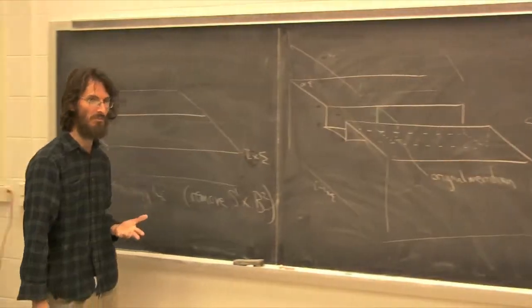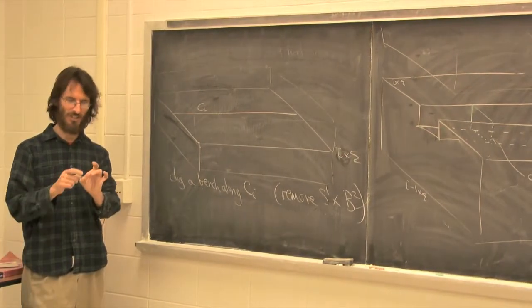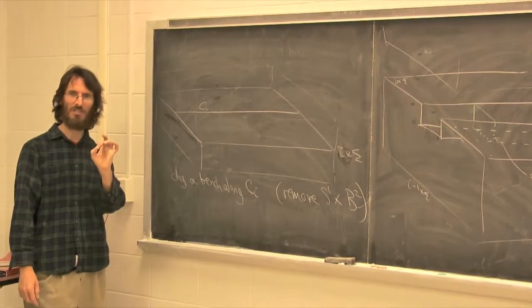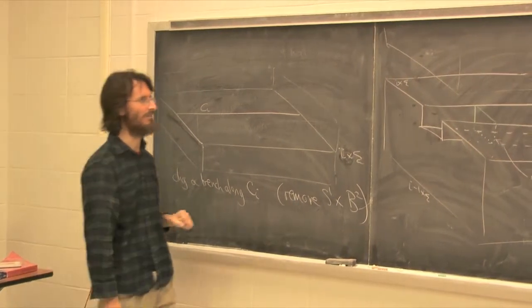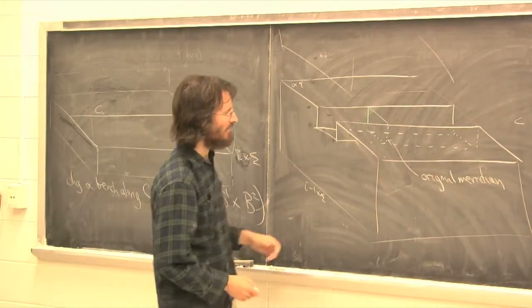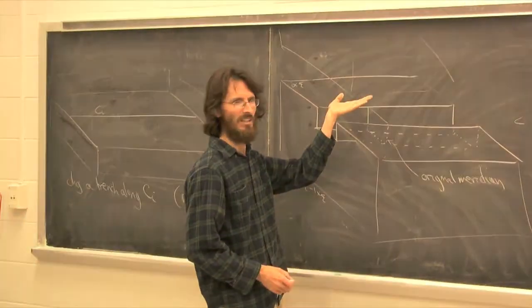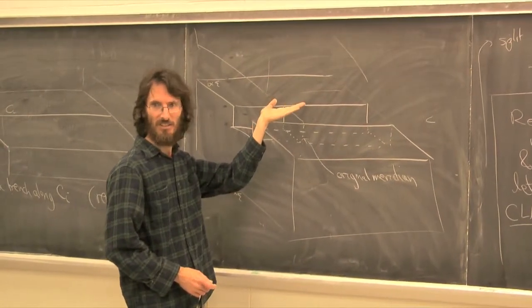That's what bounded the disk before we removed this thing. Remember, meridian is the simple closed curve on the boundary of a torus that bounds a disk in the solid torus. Okay, but we're going to glue it so that we achieve a Dehn twist across this.